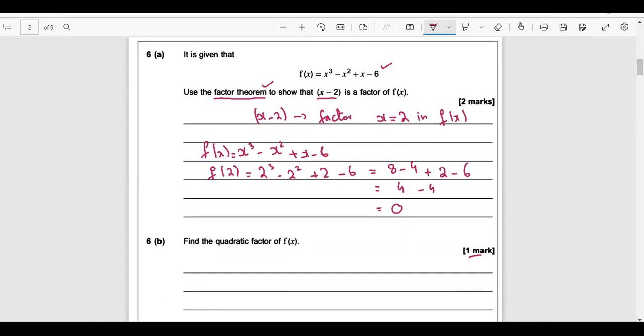Okay, now for the second part, it is just a 1 mark question. It says find the quadratic factor of f of x. Now you know if it is a cubic equation, it would be having 3 linear factors or 1 linear and 1 quadratic, right? Because the power is 3. So we need to find the quadratic factor. Okay, how do we find it? So we do it by long division.